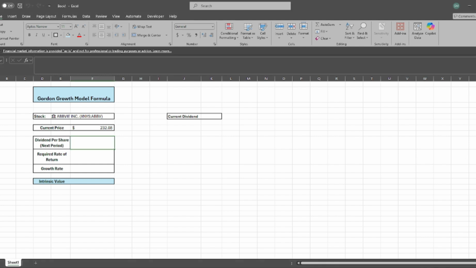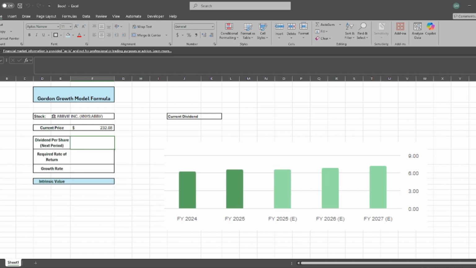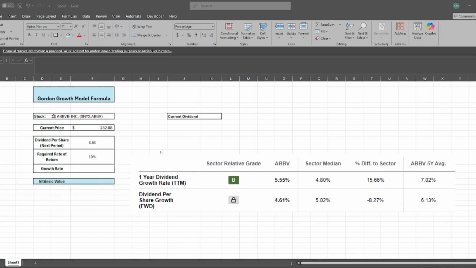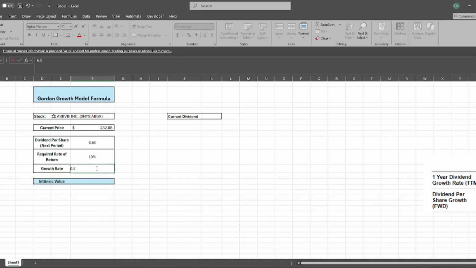Alright, so the expected dividend per share for next year in 2026 is $6.86, so we'll add that to this box here, and the required rate of return that I want to get is, say, 10%. And now the growth rate over the past 5 years for AbbVie's dividend is around 6 to 7%. So we'll do 6.5%.